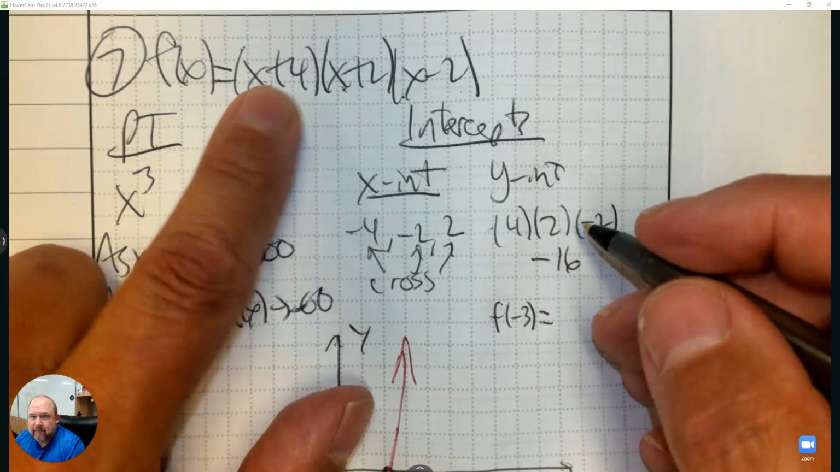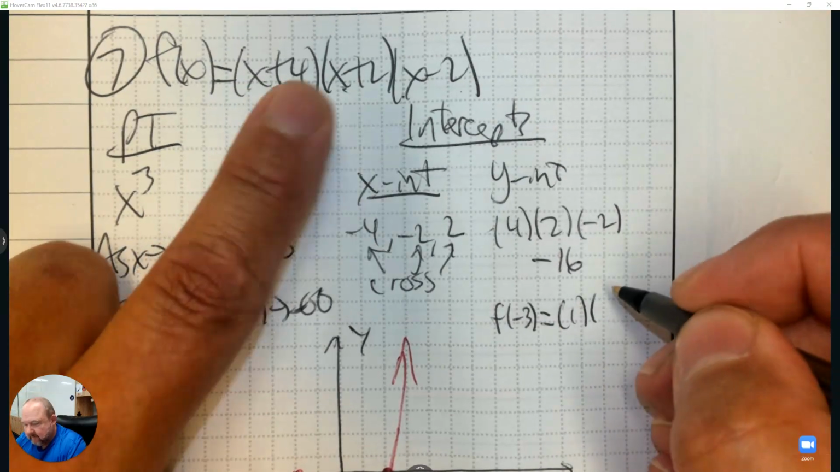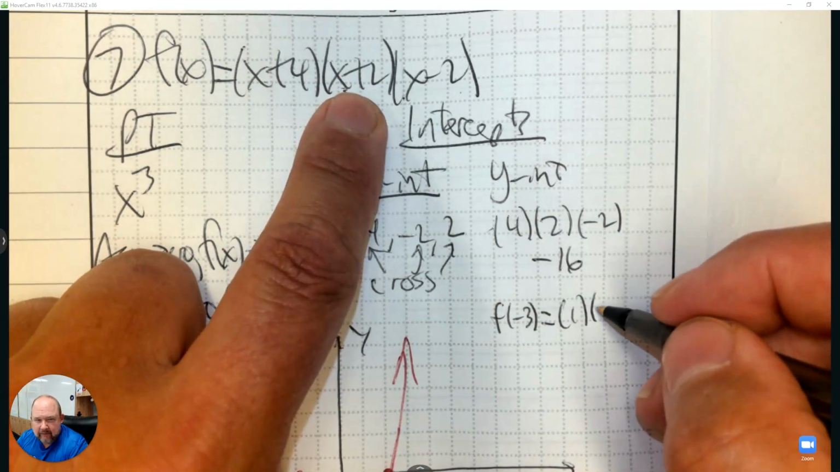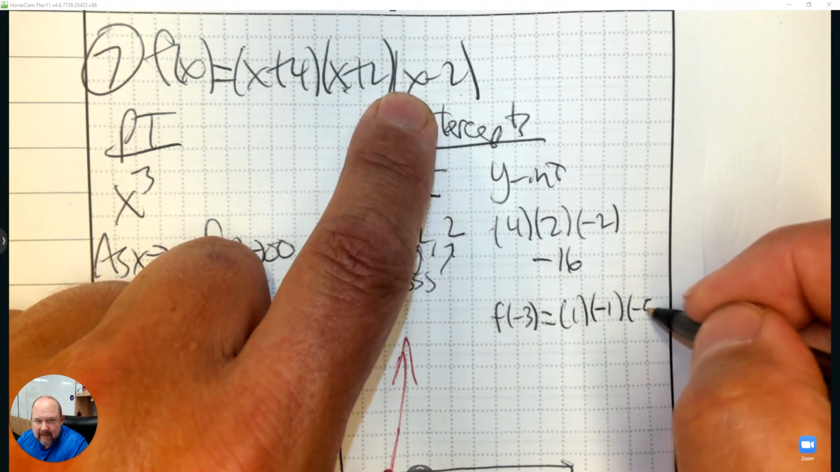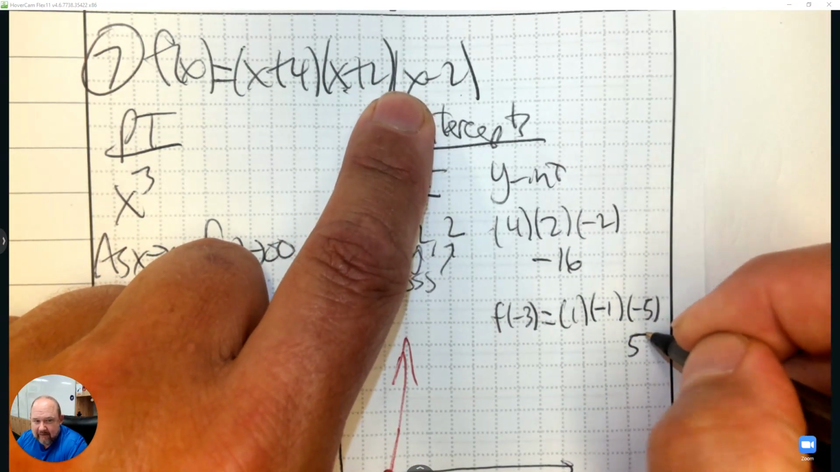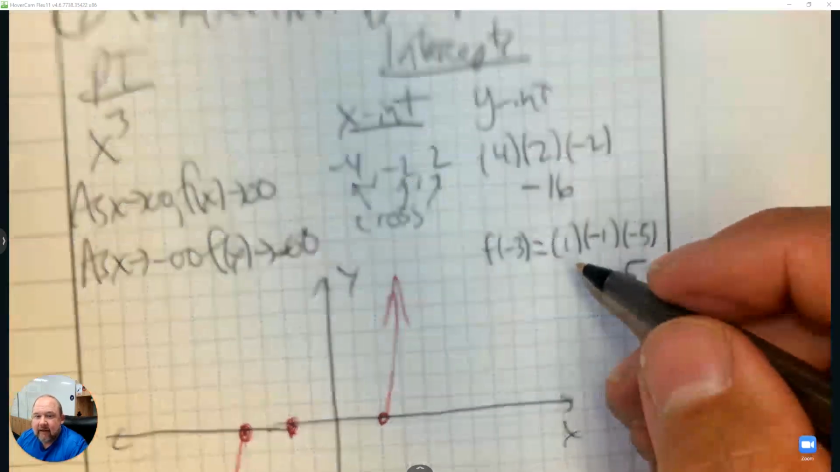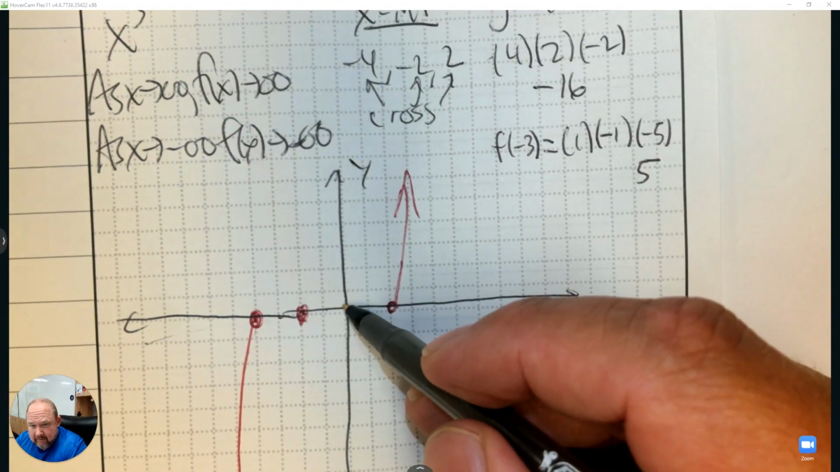So -3 plus 4, that's 1. -3 plus 2, that's -1. -3 minus 2, that's -5. So that's 5. That's not bad to put on the graph. We already put 0 on.